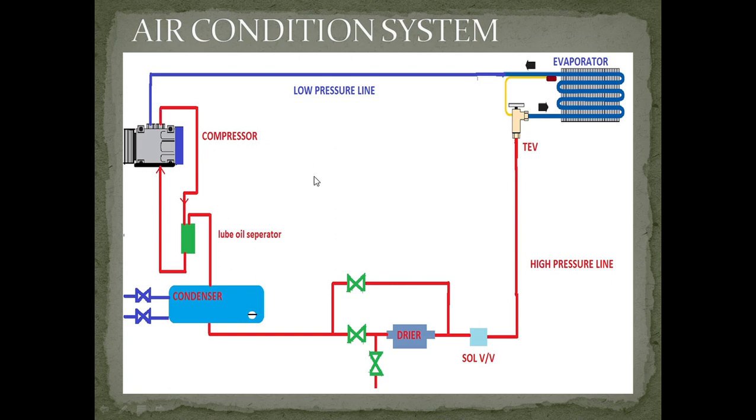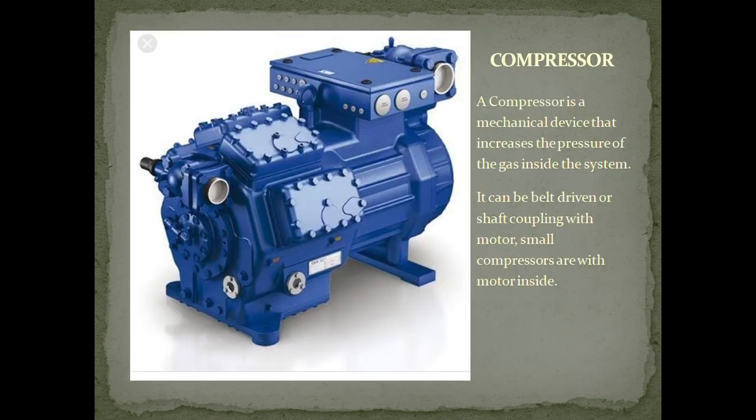Now let us see the parts. This is the compressor. I already explained what a compressor is. The compressor is basically used to compress the gas, that is, from the suction side it is low pressure and it is compressed into high pressure. This compressor is a mechanical device that increases the pressure of the gas inside the system. It can be belt driven or shaft coupled with a motor.